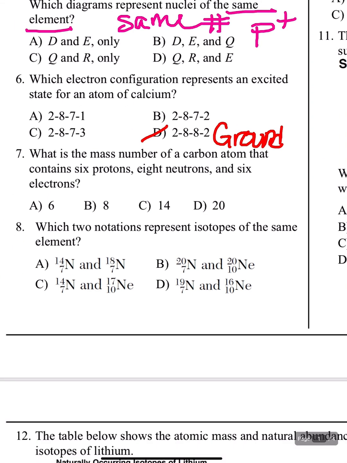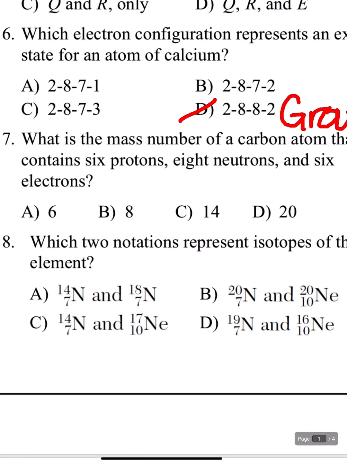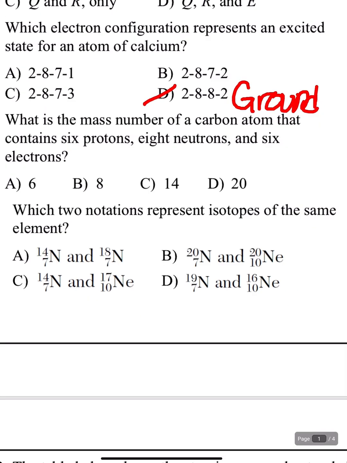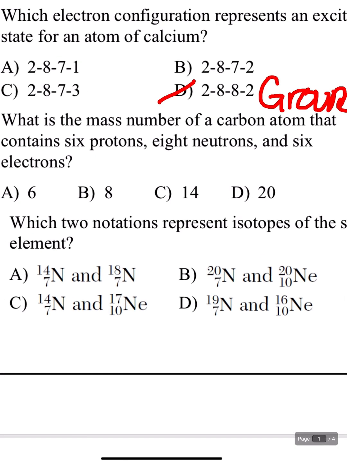This is the ground state. Now I'm going to use the ground state and see which one of these represents that one electron jump to the next, because that's going to be the one that's the excited state for calcium.